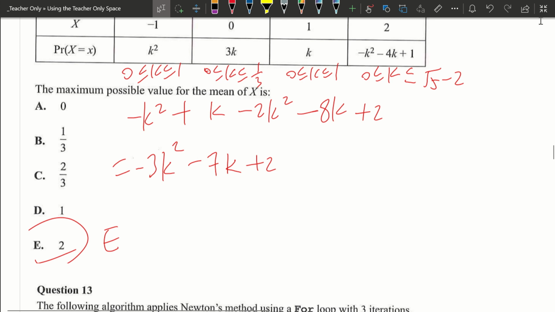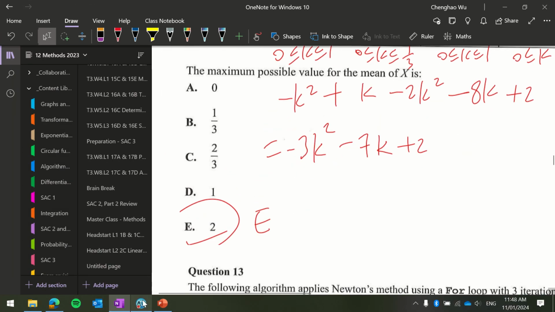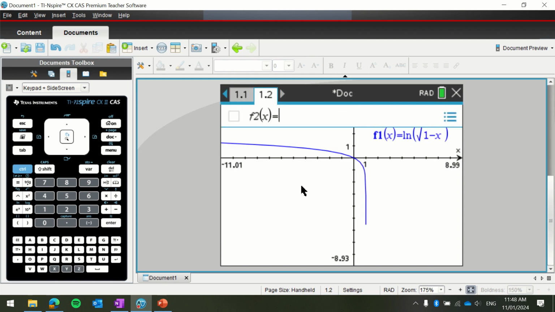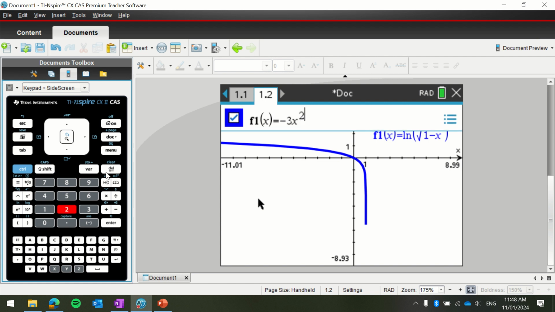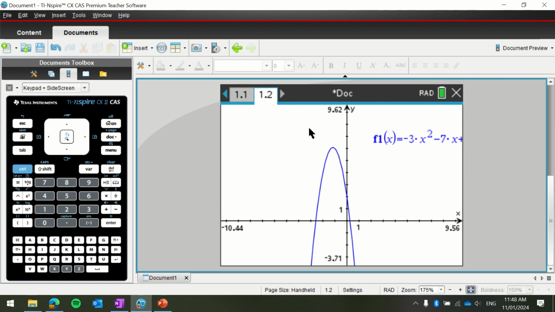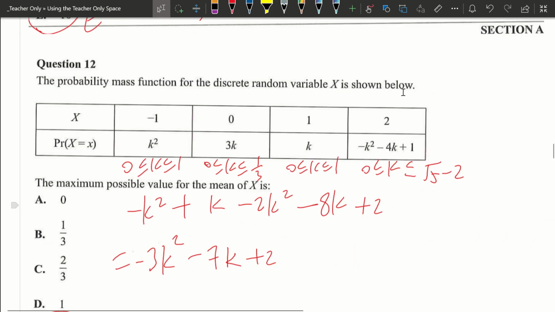And you can, of course, graph this on your calculator. So let me come up here, and -3x squared minus 7x plus 2. And you should be able to get the maximum now. Is there any restriction on k before I do that? Yes, there is.